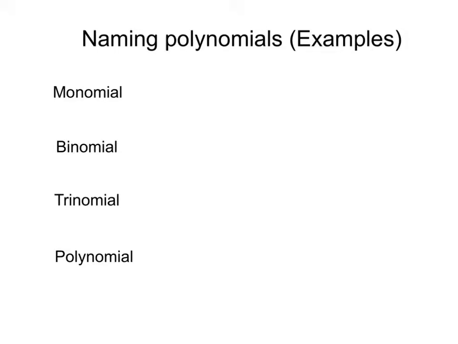For naming polynomials, we're going to look at the prefix of our word. So monomial, we have mono, meaning 1, so it's just going to be one term. An example of a monomial is 3x to the 4th. It just has one term, no addition or subtraction. Another example, we could have 1/2 y to the 2nd, z to the 3rd. This is also a monomial because we have no addition or subtraction in that one either.